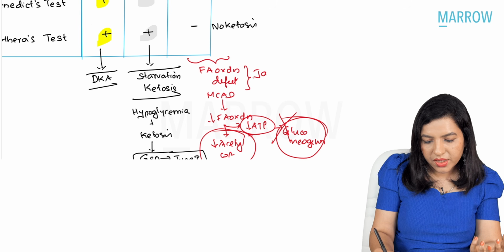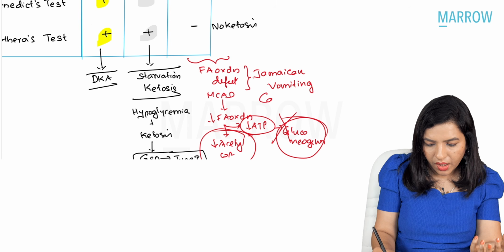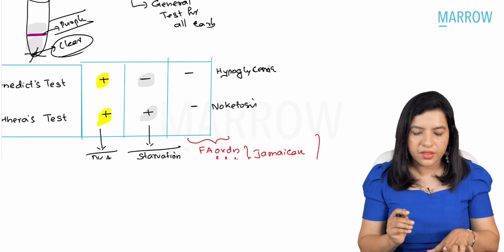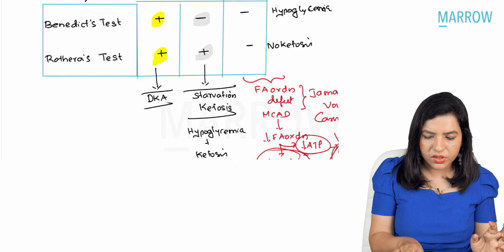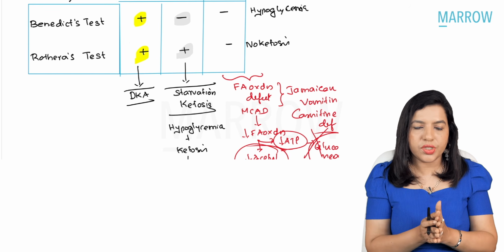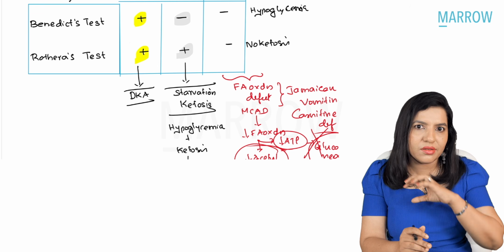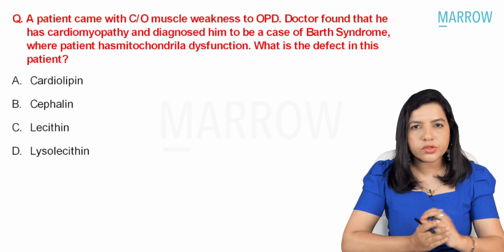One more is the Jamaican vomiting sickness. Then carnitine deficiency. So, all these are possibilities for this scenario. I hope that's clear. So, it's a very, very important area of applied biochemistry. I have just covered most of the topics that can be asked related to this question. So, going to the next question.